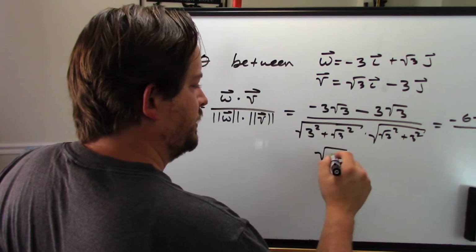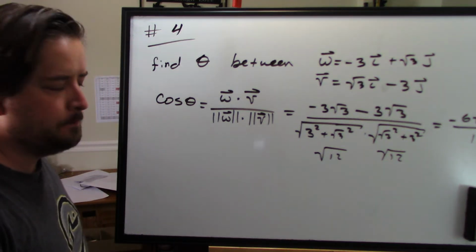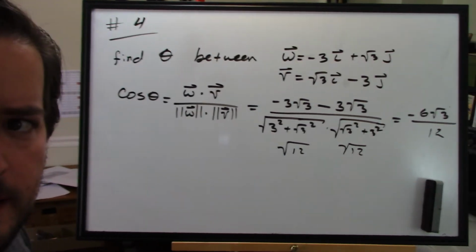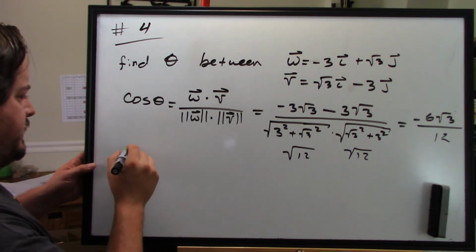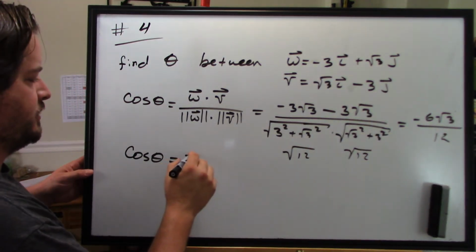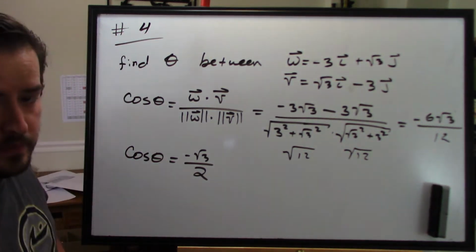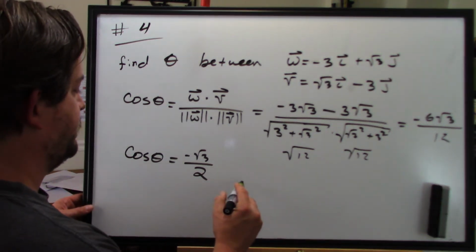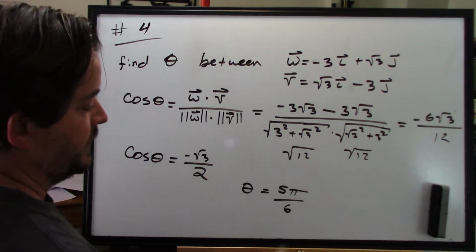So I have root 12 multiplied by a root 12. And so in the denominator here, I just have a 12. Okay? Get that over just, there we go. All right. So I have that, and then that means that my cosine theta equals, if I simplify this 6 and 12, that turns into negative root 3 over 2. And, of course, that happens at 5 pi over 6. And that's it. We're done.